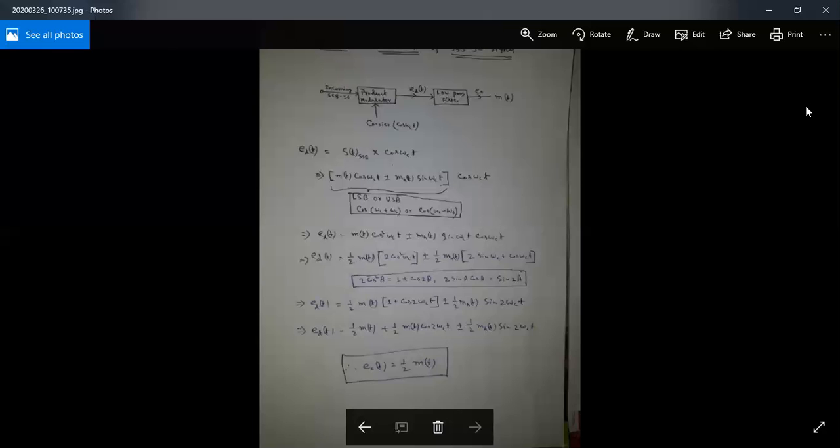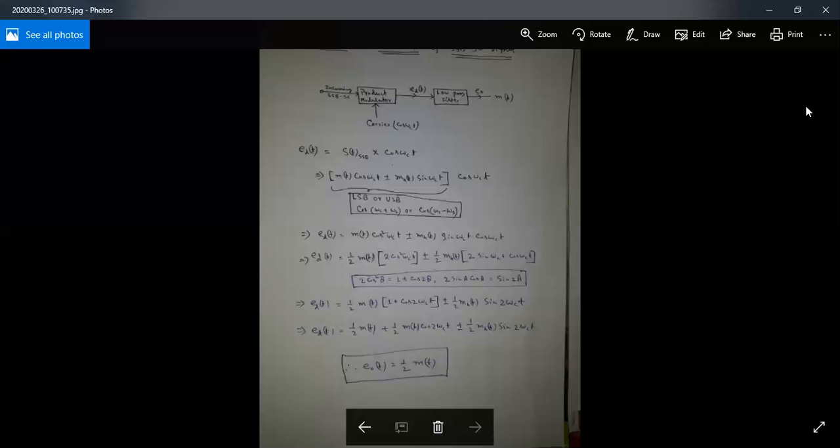Clear? We ultimately achieve e_d(t). Then we will use the low pass filter. Now, e_d(t) equal to s(t) SSB into cos omega_c t. We can write e_d(t) equal to s(t) SSB, that is the SSB-SC modulated wave, into a carrier cos omega_c t.